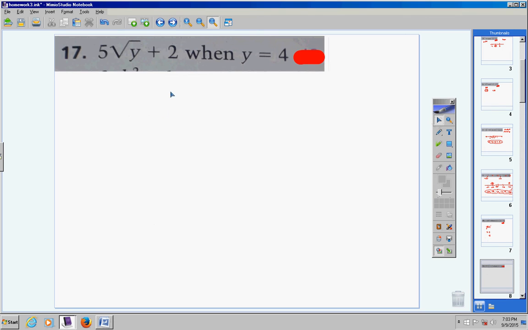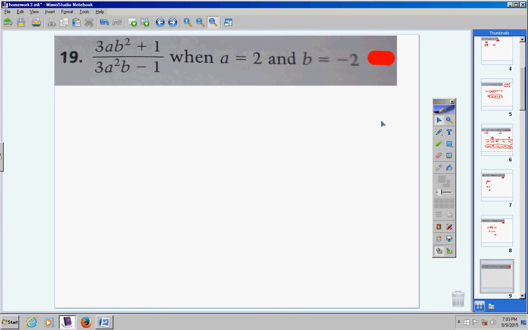number 17. Alright, here we go. Y equals 4. So I have a 5 square root. So 5 times 2 plus 2, or positive 2. 5 times 2 is 10, plus 2 is 12. The answer is 12. Moving on to number 19.